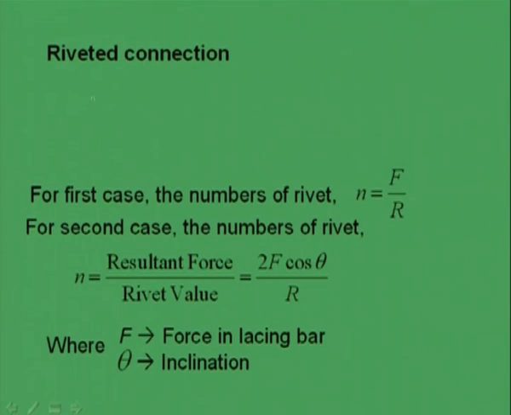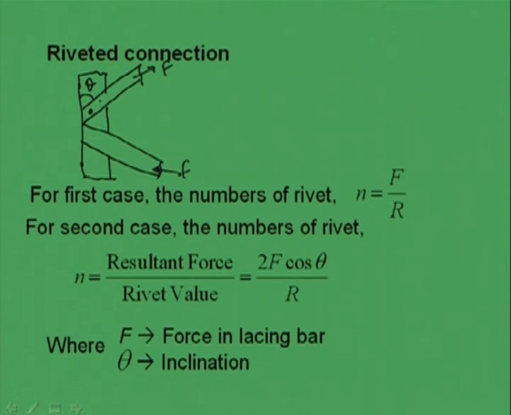Let us see. First, lacing may be like this; one lacing is like this and another lacing is like this, and this is F, and this is the main bar. This is one type of connection, where theta is the angle of inclination, and we are providing a rivet here. For this, the number of rivets can be found out from n is equal to F by R, where F is the force exerted in the lacing bar, whether it is tension or compression, and R is the rivet value. So, from this we can find out the number of rivets for the first case, and another case of joint can be made in this way.